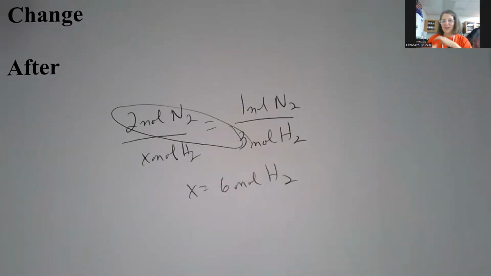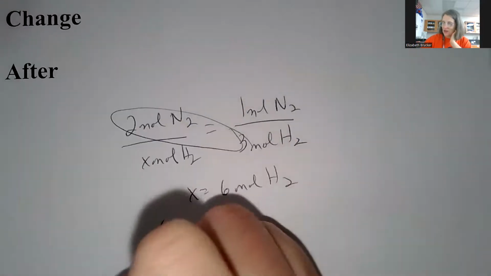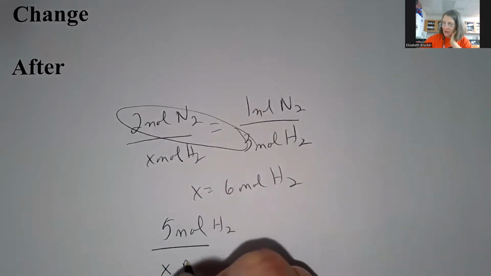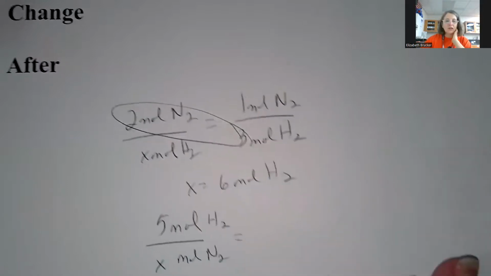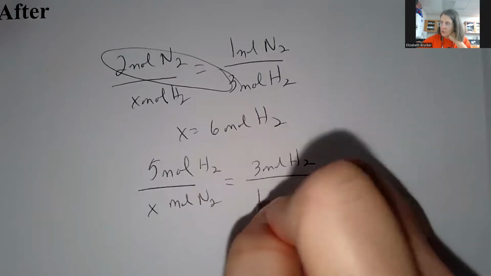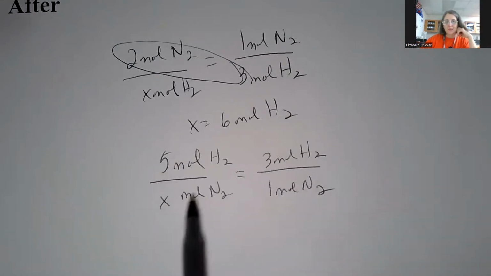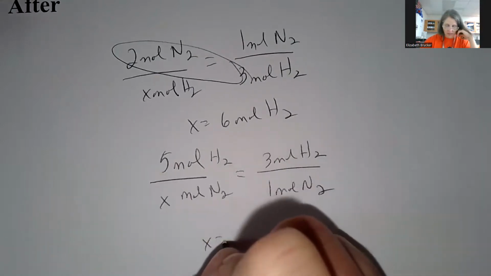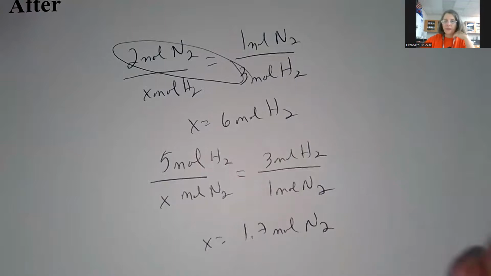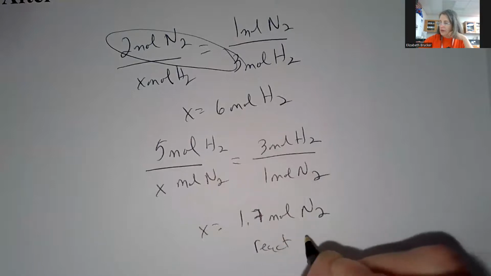Okay, so I have confirmed that hydrogen is my limiting. So now I need to know how much of the nitrogen actually is required. So I'm going to take my 5 moles of hydrogen and I'm going to figure out how many moles of nitrogen are going to react. So I have 3 moles of hydrogen for every 1 mole of nitrogen. Okay. So cross multiplying, I end up with about 1.7 moles of nitrogen. So that is how much reacts with the 5 moles of hydrogen.